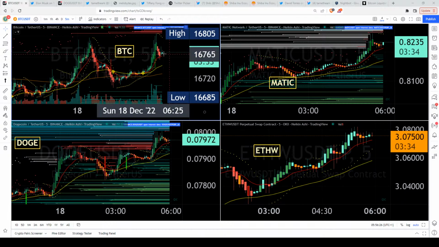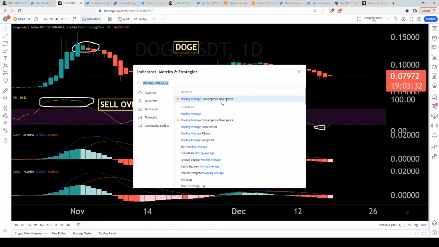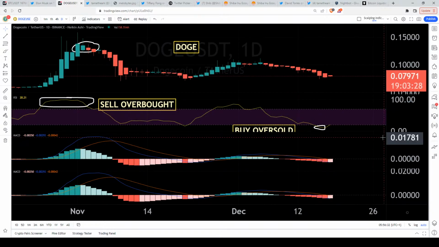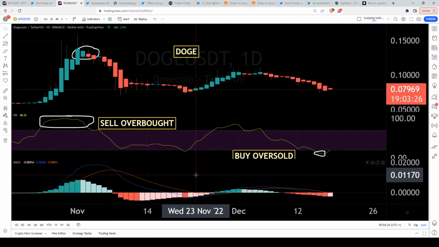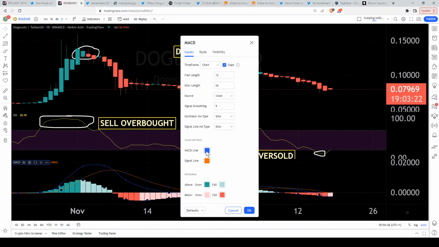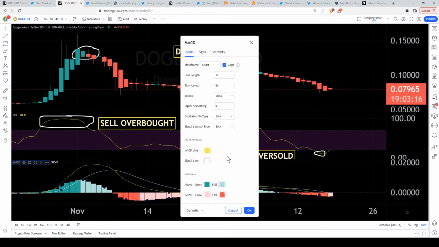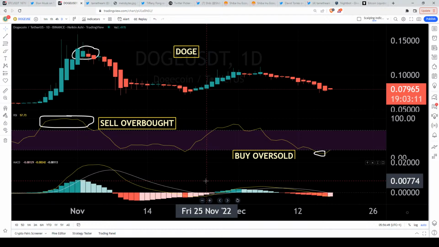We're going to go through. We're going to look at these indicators. Moving average convergence divergence. I'm going to add that to your chart. This is for the people listening out there. Let's go ahead and change my settings for this indicator. I like to keep my MACD line gold or yellow, my signal line white. Look at that.